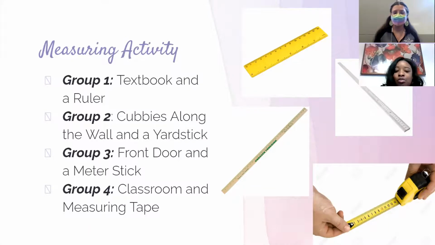In the third group, we're going to measure the front door with your meter stick. So since the front door goes vertical, you're going to measure from top to bottom. And for group 4, I want you to measure the classroom, and you're going to use the measuring tape. So you're going to walk from one end of the classroom to the other end of the classroom using your measuring tape.